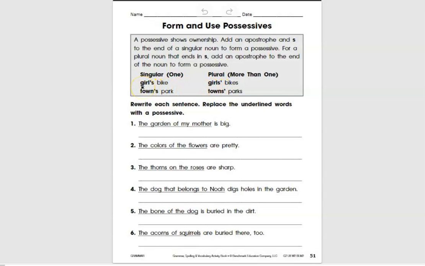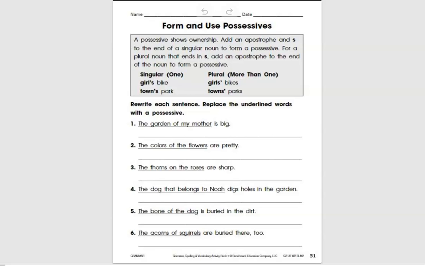You don't say that's a girl bike, you say that's that girl's bike. But if it's 3 girls at the park and they all left their bikes laying down on the ground, you would say those girls' bikes. Okay? So the directions here are to rewrite each sentence by replacing the underlined words. Now your form, you just have to click and type.